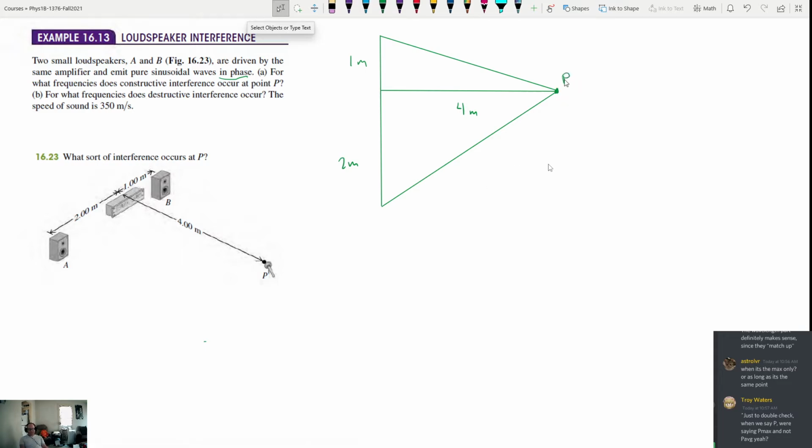Okay, so the question is, for what frequencies does constructive interference occur at point P? Let's label this as R1. Let's label this as R2. Our speakers are here and here. They're producing sound, and we want to figure out at what frequencies you get constructive interference at point P.